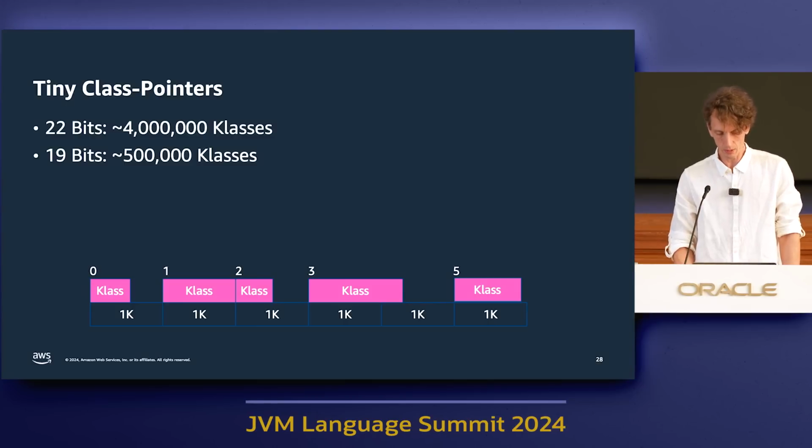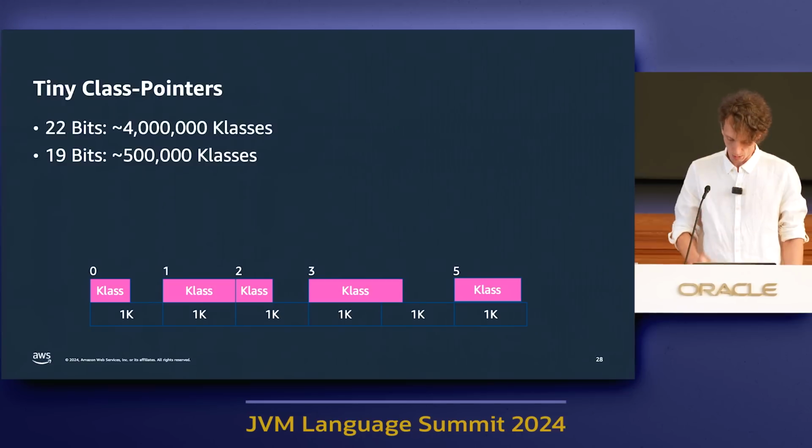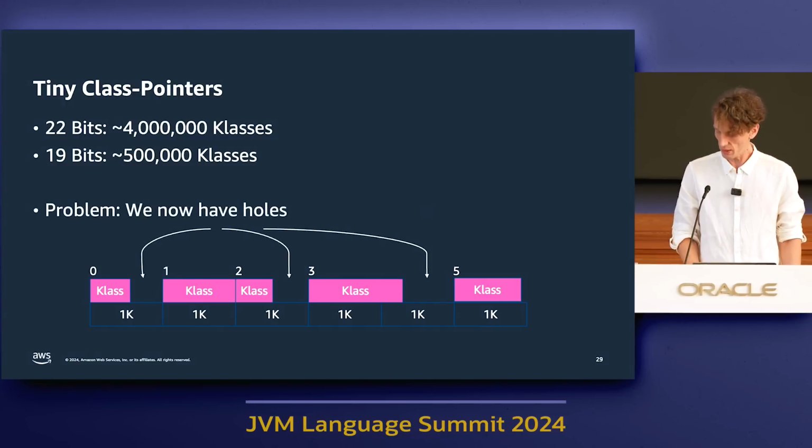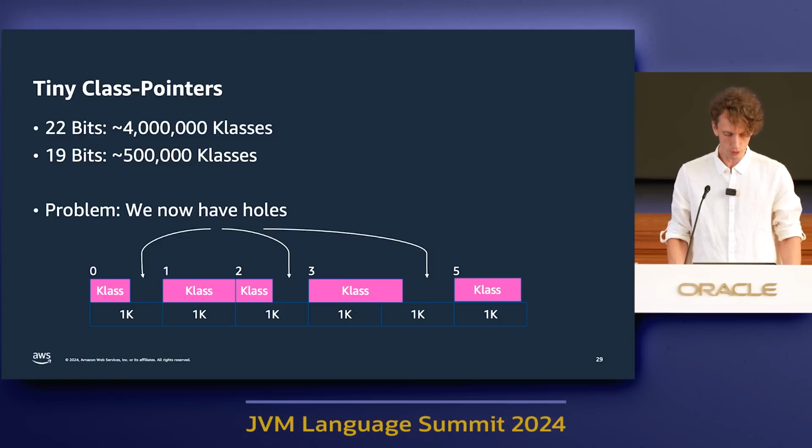Using this scheme, we can address about 4 million classes with 22 bits, which is what we have in Lilliput 1. With 19 bits, we can still address something like 500,000 classes. The problem, as you can see here, is that we now have holes in between those classes, which is basically just wasted memory. But we don't want to waste memory, we want to be efficient there.